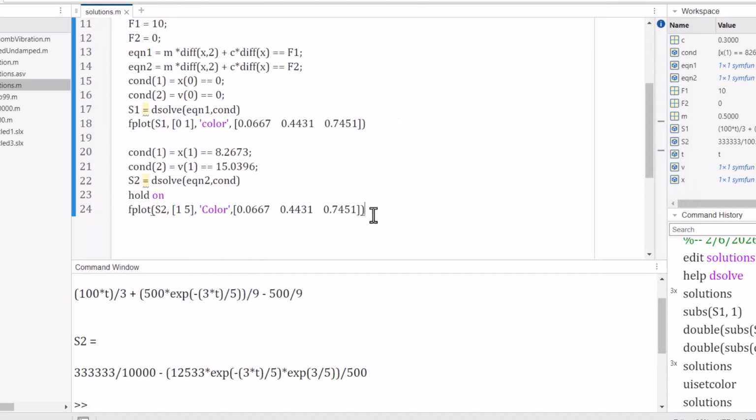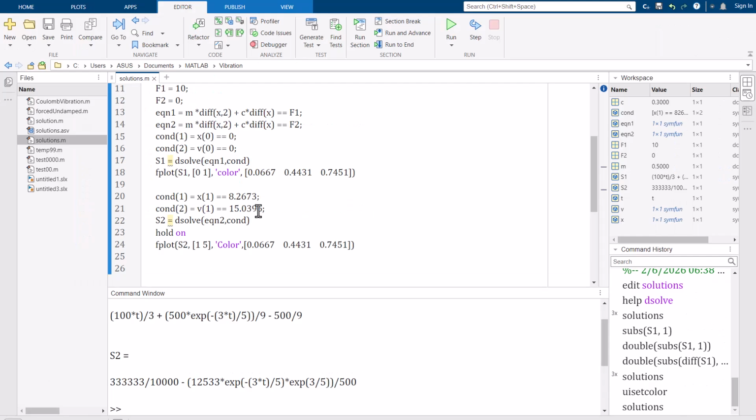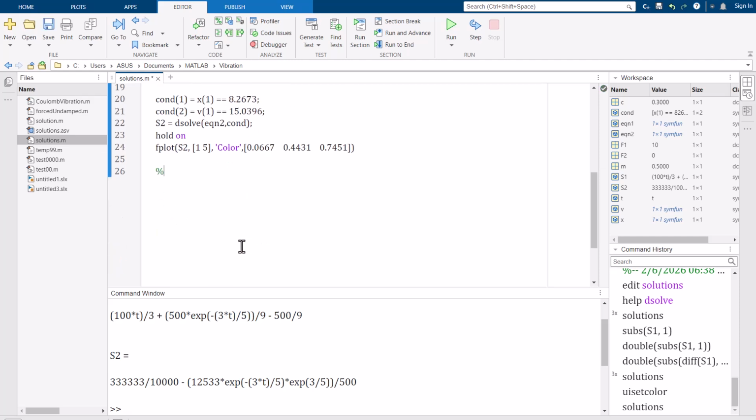So this was the first method. Okay. Before going on to the second method, I terminate these two lines using a semicolon. So method 2 is going to be numerical solution using the ODE45 command.